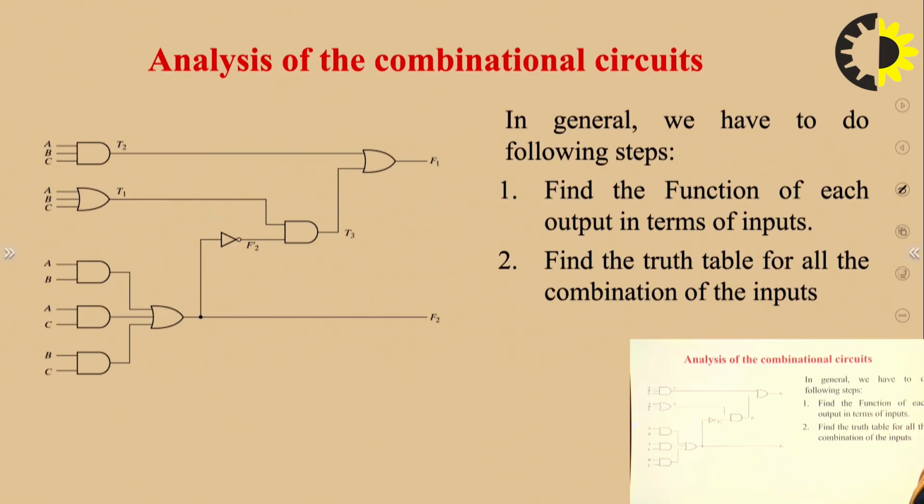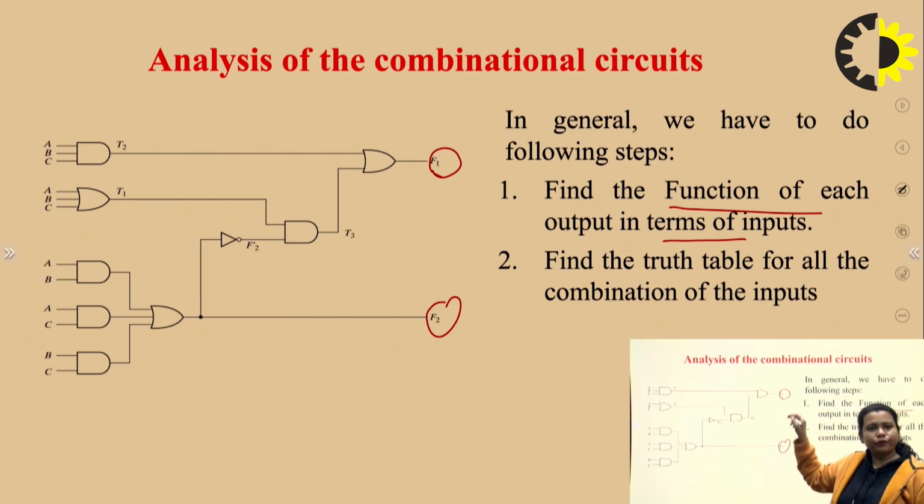Analysis of combinational circuit. This is a simple diagram of a combinational circuit, which has several gates. You see that there is no clock in this circuit, and the output is totally dependent on the current input. Whatever the current input is, the output is totally dependent on that only. So in general, we have to follow these steps. Find the function of each output, here functions f1 and f2, and then according to these functions find the truth table.